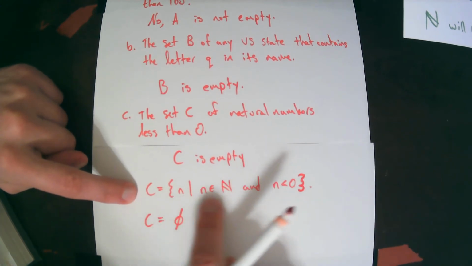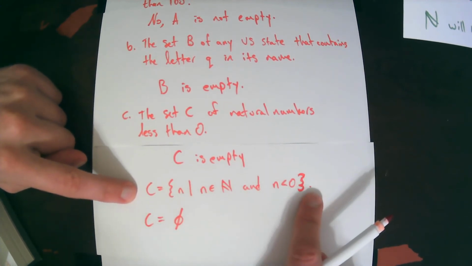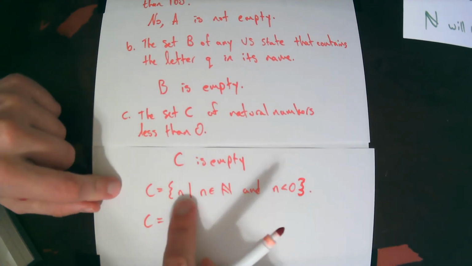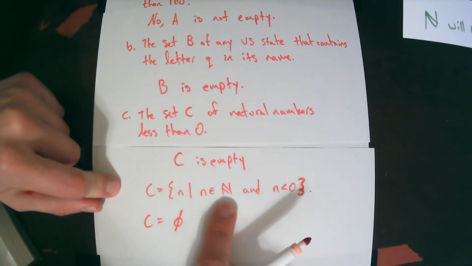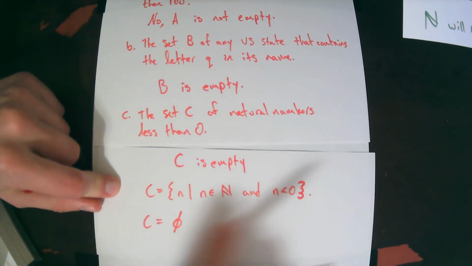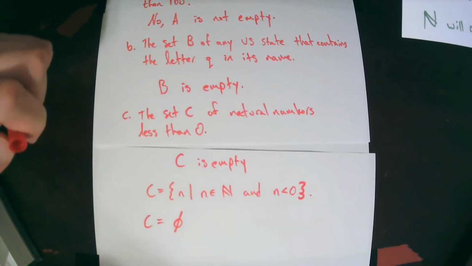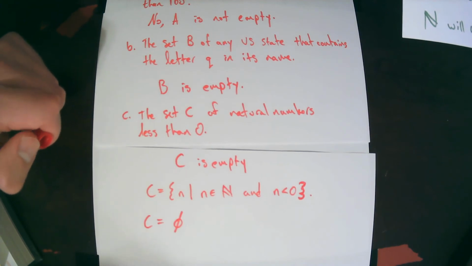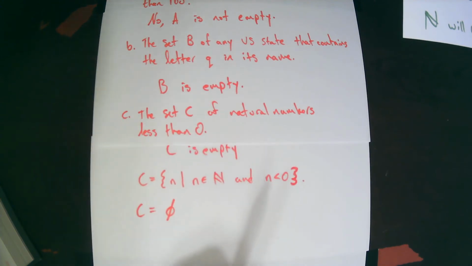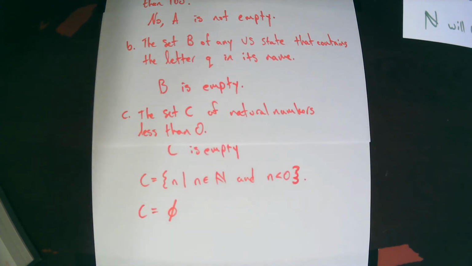So this is a super fancy way of saying nothing, right? The set of all elements N such that N is a natural number and N is less than 0. It's just a fancy way of saying C is empty. C is equal to the empty set. Okay, so you can have some fun trying to construct some empty sets.